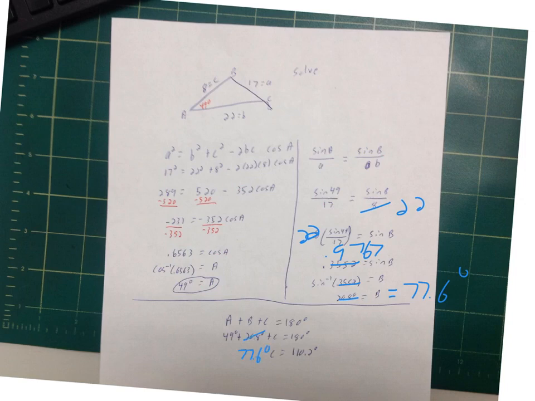So we know that the sum of the three angles is 180, which would be the quickest way to find the third angle. So you add 49 to that and then subtract it from 180. I get 53.4 degrees for C. Hope that helps.